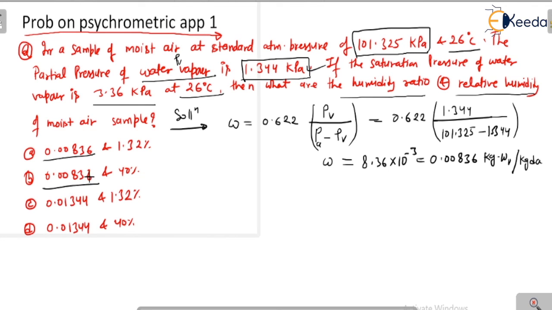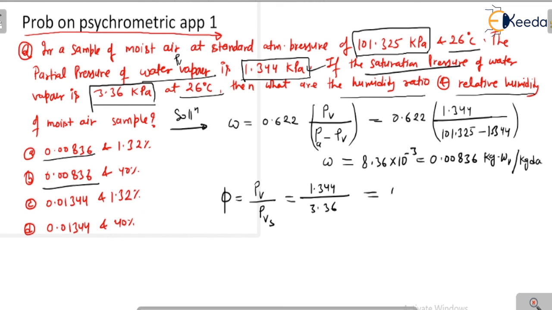Now you have to find the relative humidity. Relative humidity, that means your phi, is nothing but PV upon PVS. So what is the value of PV? PV value is 1.344, and what is the value of PVS? Your PVS value is this, because here the question is talking about saturation pressure. So PVS, S stands for saturation. That means here 3.36.